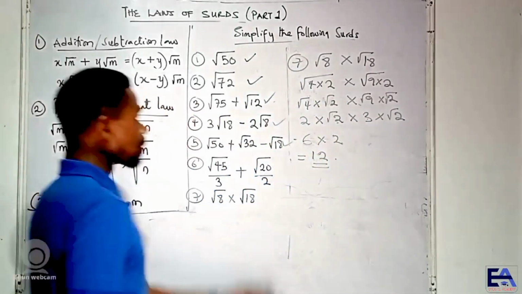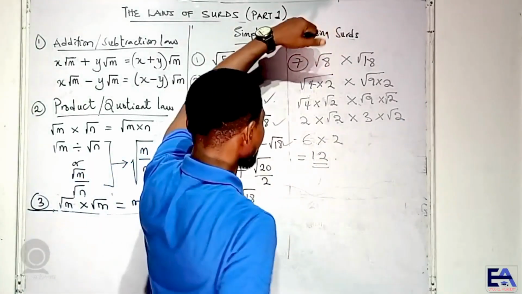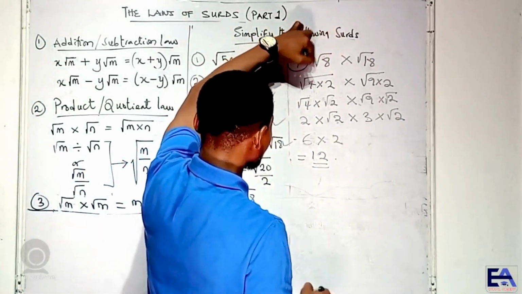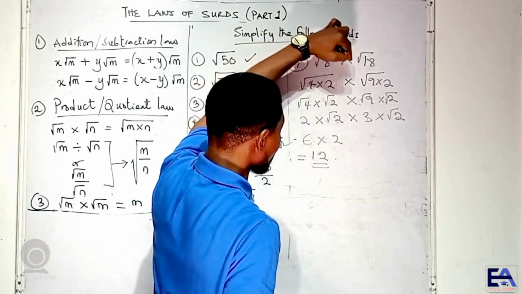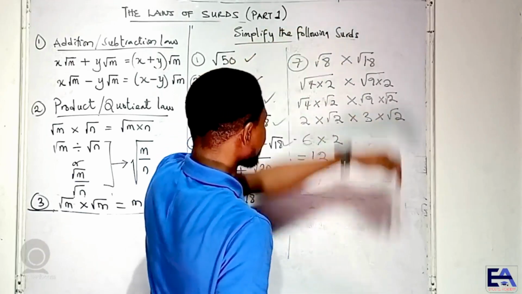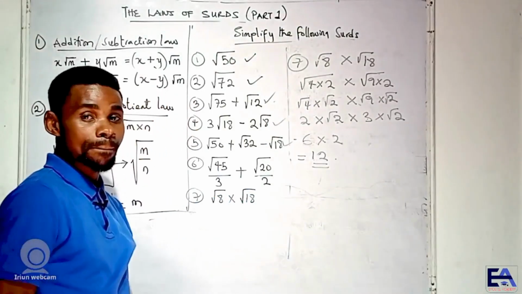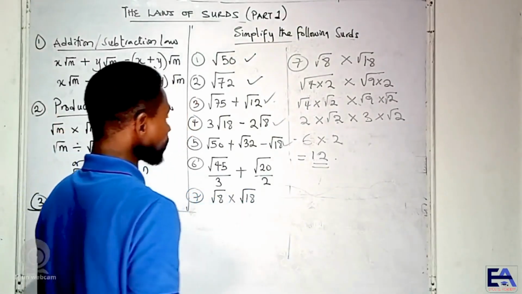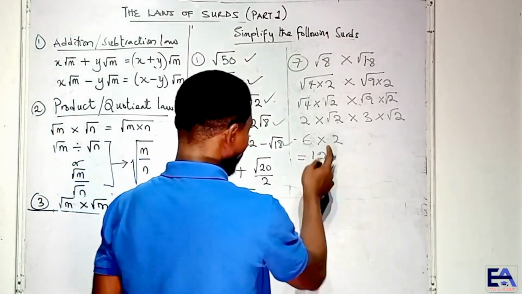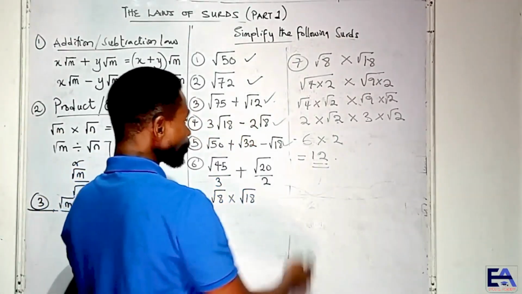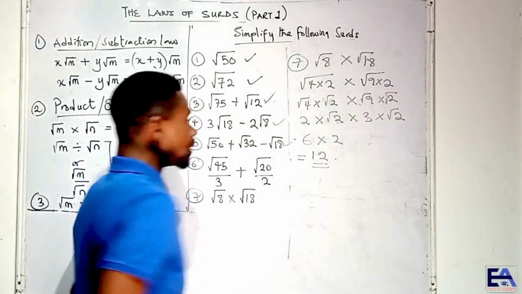You can further simplify this one. We can just go directly from the beginning here by saying root 8 multiplied by root 18. 8 times 18 is 144. So if 8 times 18 is 144, the square root of 144 is 12. So you could still go directly that way and get the answer.